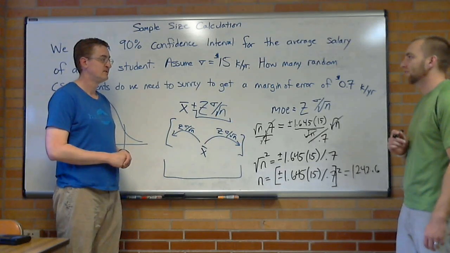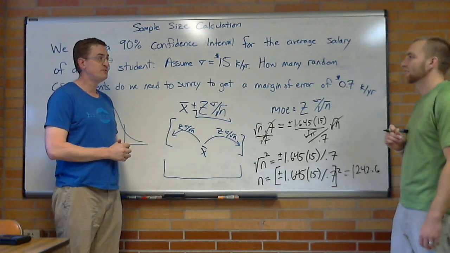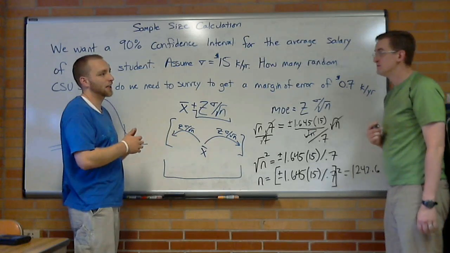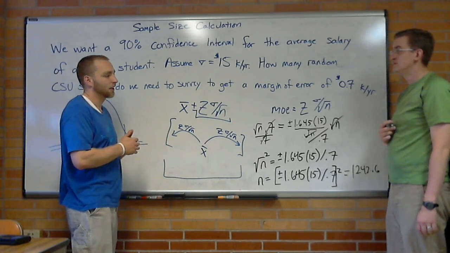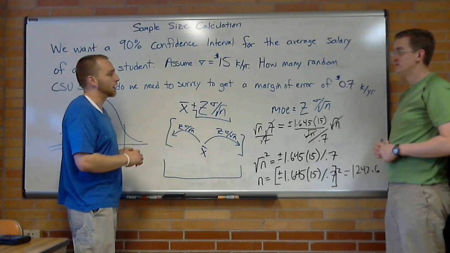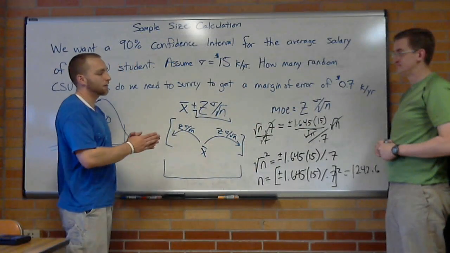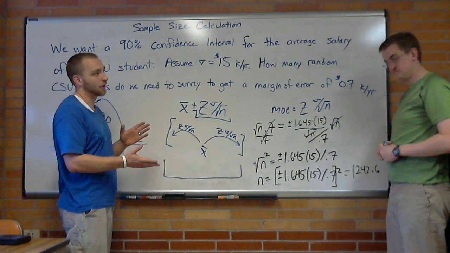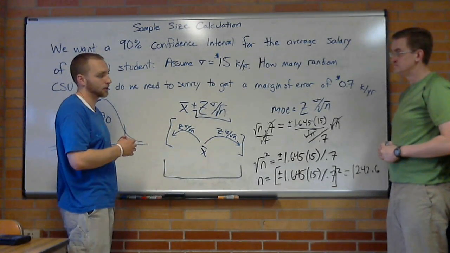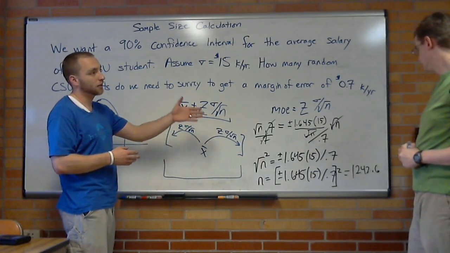Okay. So is 1,242.6 my final answer? Well, you can't survey 0.6 of a person. So we should absolutely round it. The question is, should we round it up or should we round it down? Because we want to get a margin of error of 0.7, if we round it down, we won't achieve that perfectly. So we're going to round it up to be a little more conservative. So your final answer is going to be 1,243.